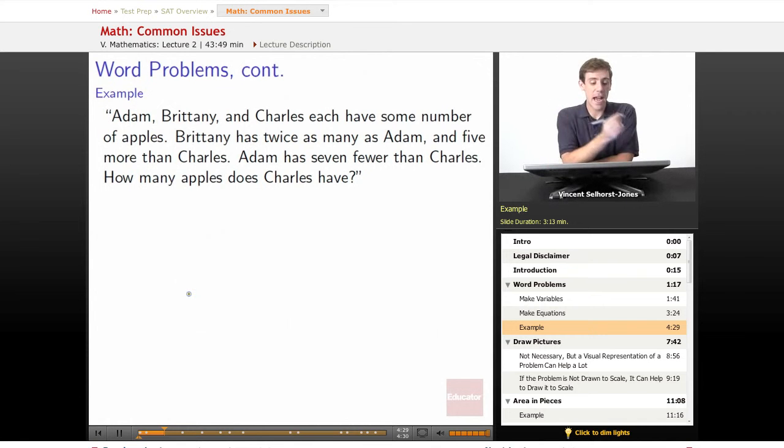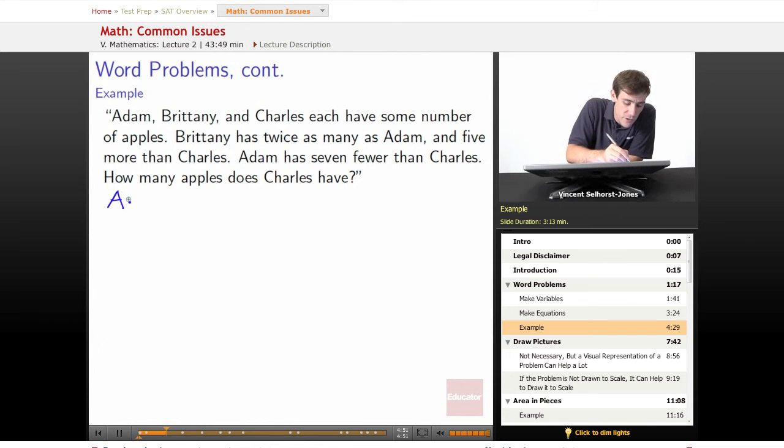Here's an example. Adam, Brittany, and Charles each have some number of apples. Brittany has twice as many as Adam and 5 more than Charles. Adam has 7 fewer than Charles. How many apples does Charles have? So we might get lost in this if we just try to figure out a number right by looking at it, right? So what we do first is we come up with variables.